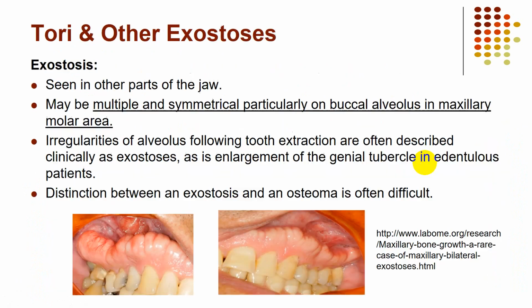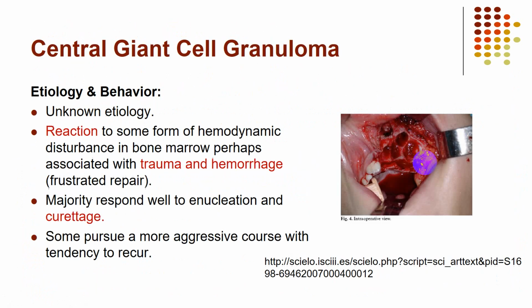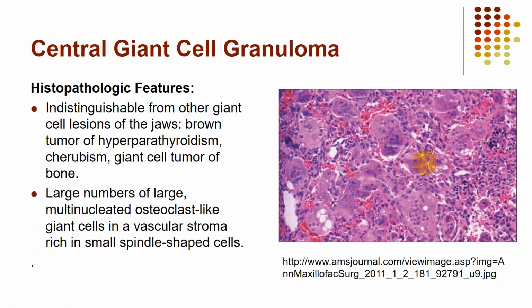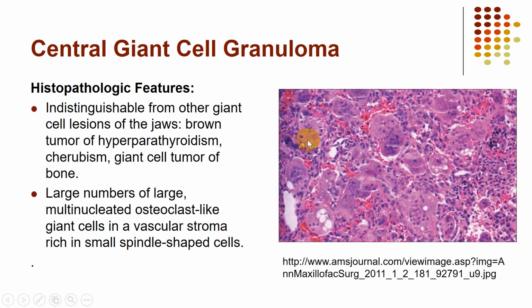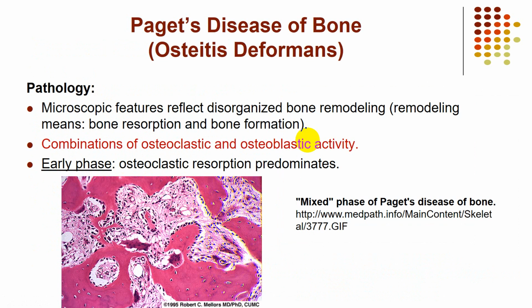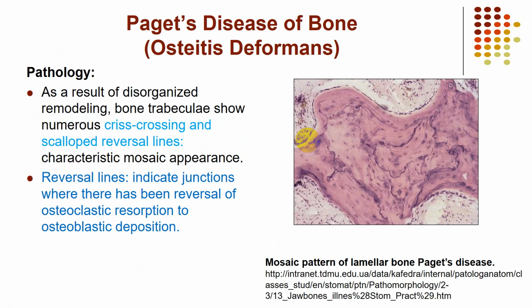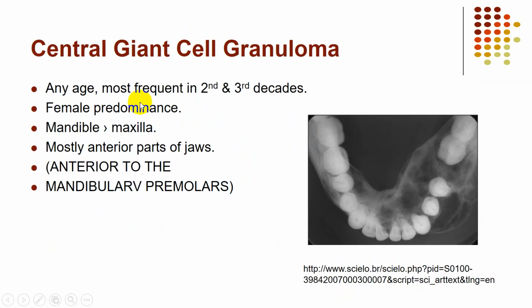Okay, now before I end, let me go back to the central giant cell granuloma and specify the most common location, which is the area between the mandibular premolars. Mandible more than the maxilla, and it is mostly in the anterior parts of the jaws, meaning anterior to the mandibular premolars.